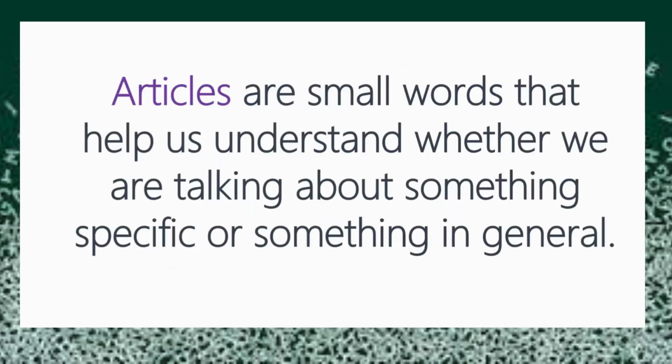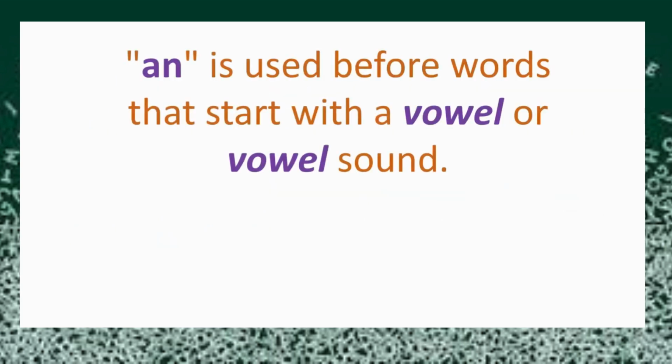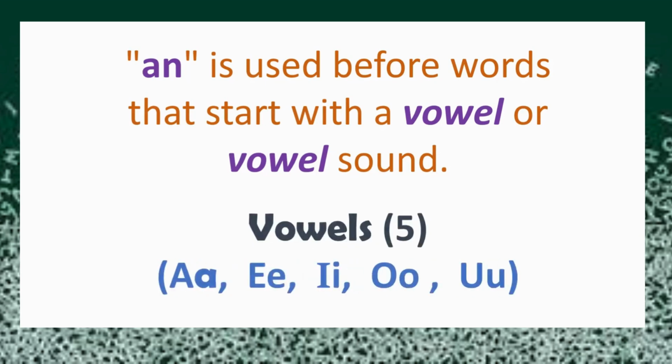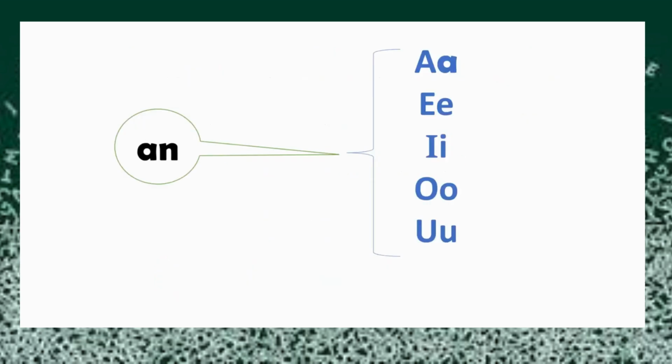Articles are small words that help us understand whether we are talking about something specific or something in general. Okay, so they help us. And "an" is used before words that start with a vowel or vowel sounds. For example, we saw the vowel detective in one of our videos. So we have A, E, I, O, U.